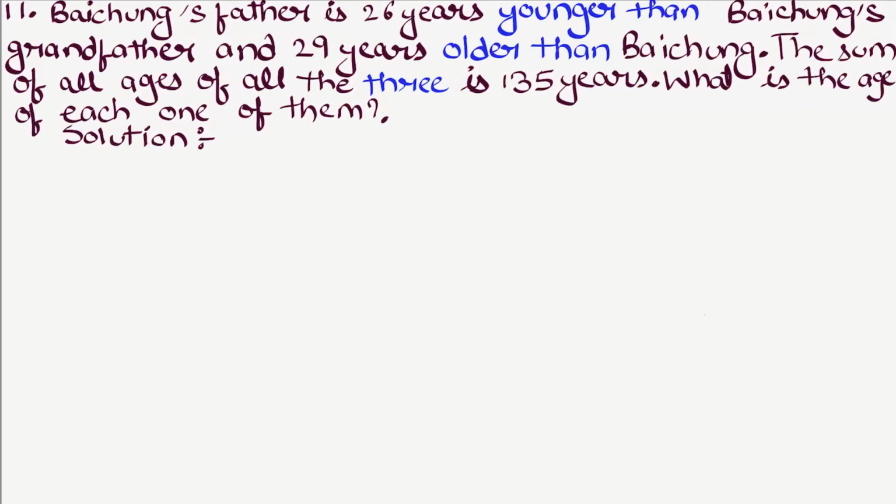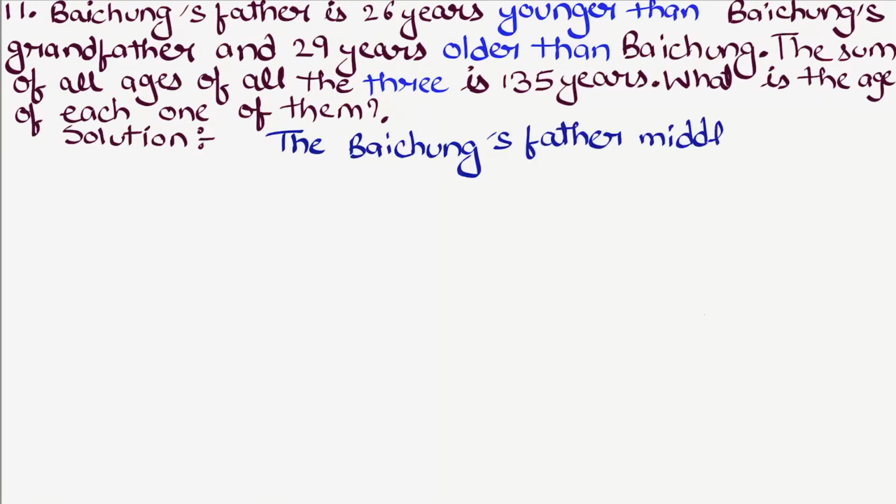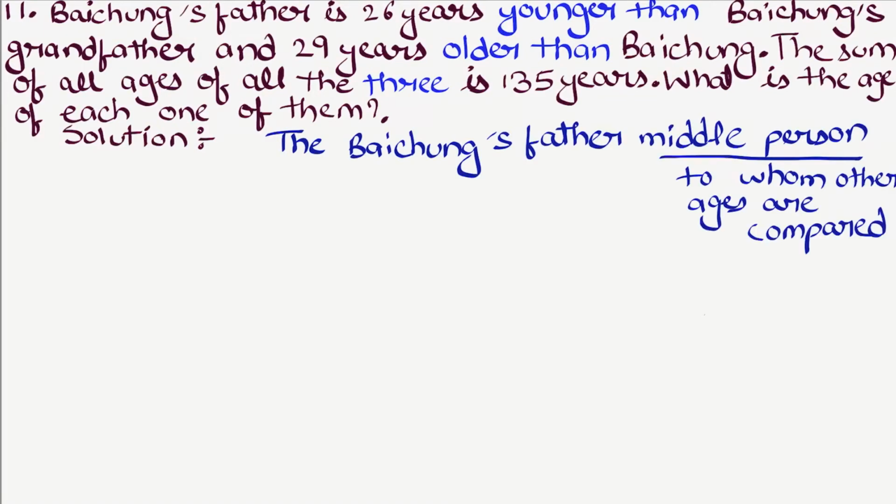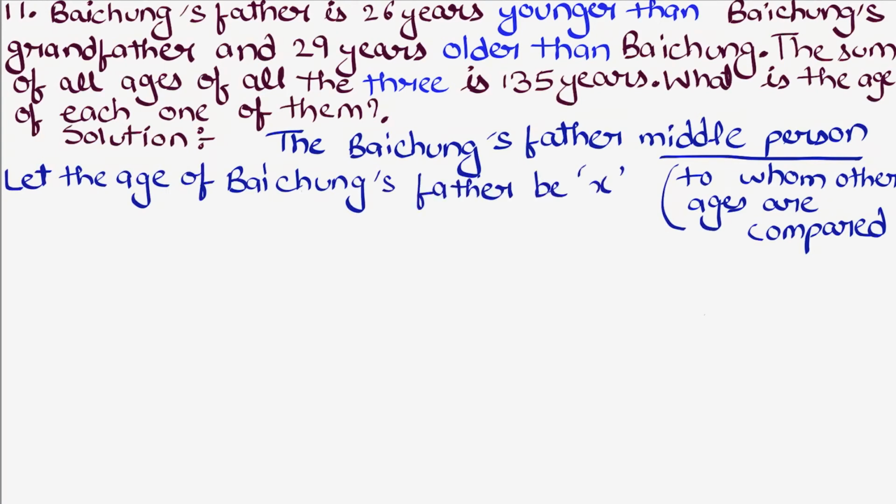Here we need to understand the main person to whom other persons are being compared. In this question, if you read the first statement, Bachung's father is being compared first with his grandfather and then with himself. So here the main or base person to whom other persons are being compared is Bachung's father. So we are going to consider him as a variable. So let the age of Bachung's father be X years.